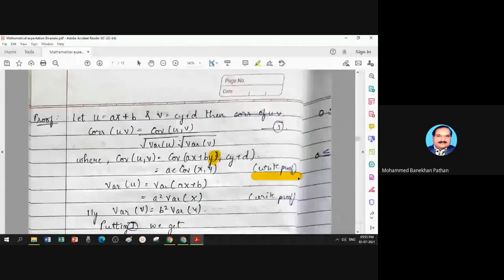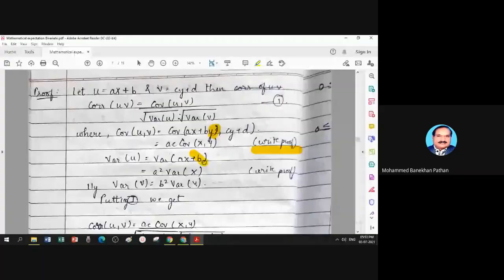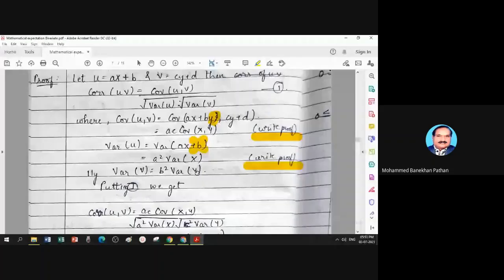Variance of U, that is AX plus B. It is not affected by addition, so you can drop B immediately, and the multiplier comes out squared with the variance of X. You have this proof from semester 1. Similarly for the variance of V. Put 1, 2, 3 in equation 1.